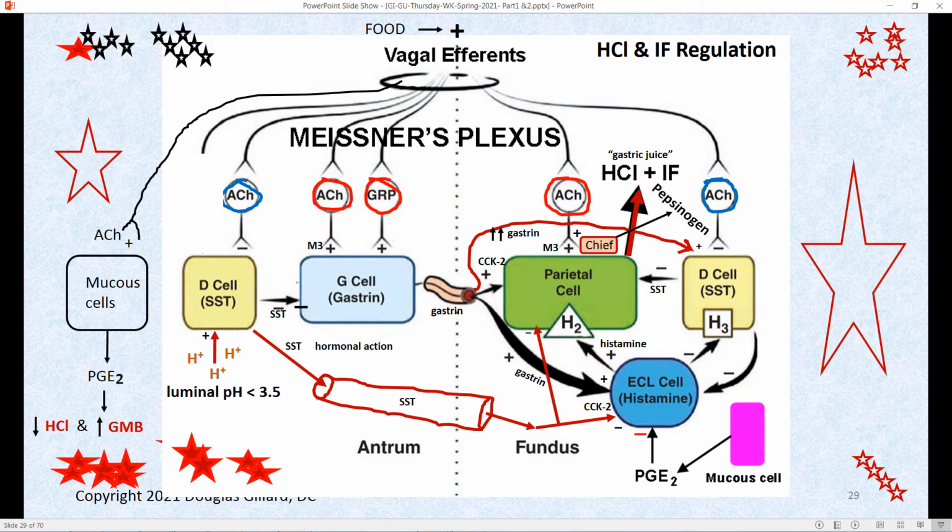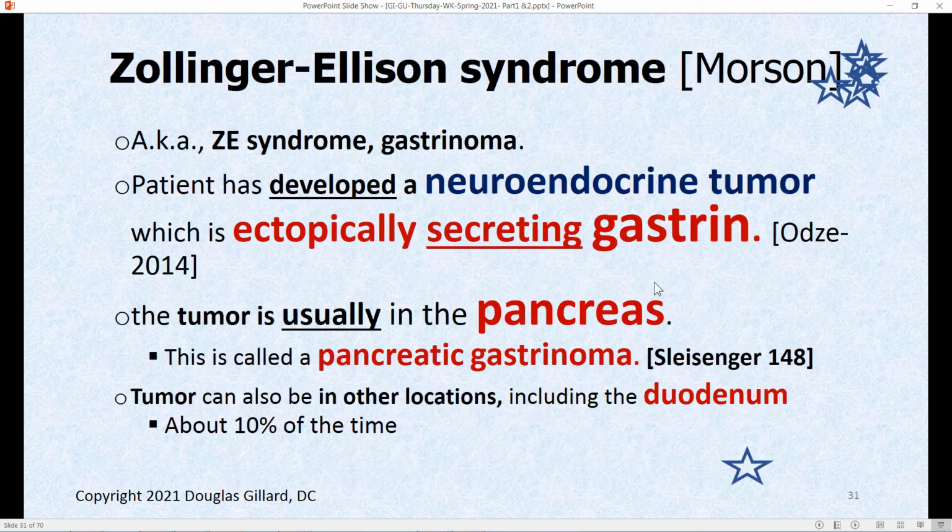Okay, and even if there's super high levels of gastrin, it'll hit D cells and it'll try to shut it off, but the gastrin levels are so high that the somatostatin can't overcome them. They're not made to be that high, so the D cells can be secreting somatostatin, but it has hardly any effect.